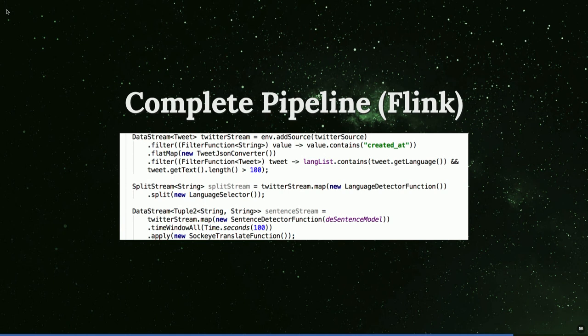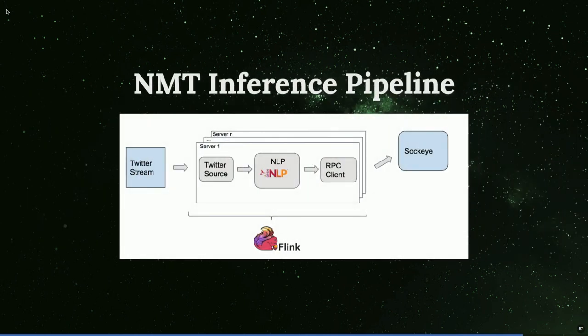And I can do a sentence detection on that. Here I'm defining a time window all. If you're familiar with Flink, it can be a sliding window or a tumbling window, and in this case it's a tumbling window. I'm defining a window of 100 seconds. All tweets that arrive in the 100-second interval are processed together as one window. Then I'm applying the Sockeye translate function, which is the RPC call. So that's the complete pipeline, the way it looks.